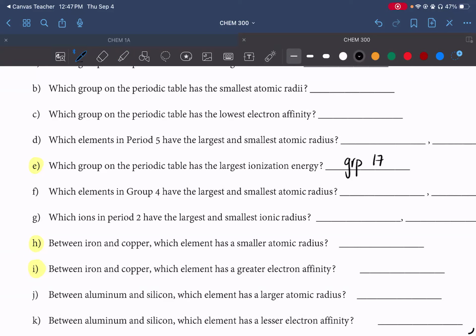You could have, of course, also labeled it. Group 17 is called noble gases. So noble gases as an answer also works.